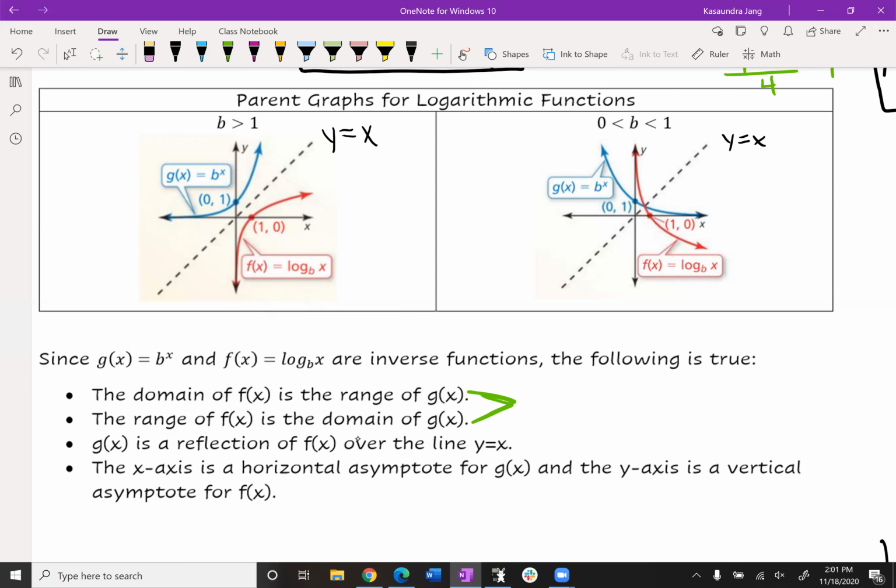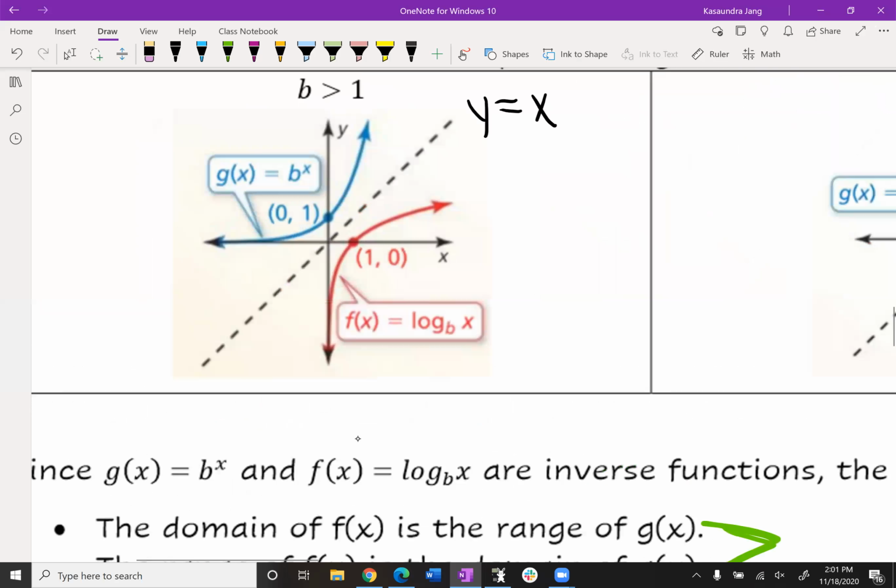And then the x-axis is a horizontal asymptote for the g of x. Okay, we haven't brushed up on this yet. Your g of x, your exponential functions, had an asymptote. Usually we do a dotted line. It's something it gets really close to, but it doesn't actually cross. It did not cross this and come down into the negatives, right? None of those exponentials were down here.